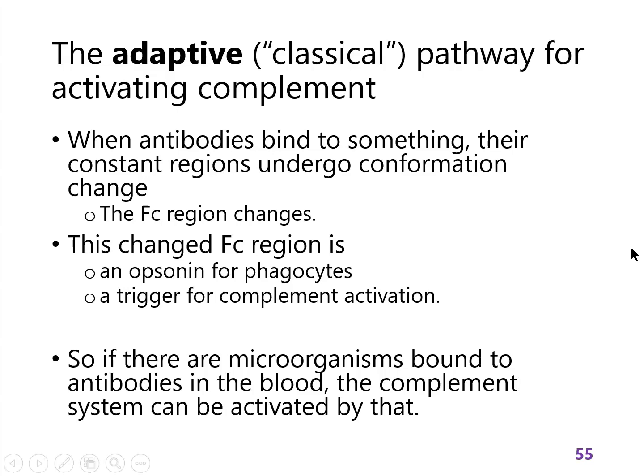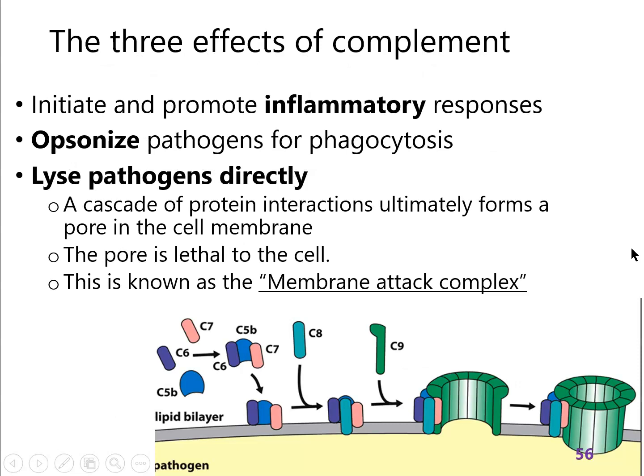But complement was seen as a complement to antibodies when it was first discovered, and that is part of how it works. So the complement system can do three things. It can initiate inflammatory responses, it can opsonize pathogens, and it can lyse some of them directly.